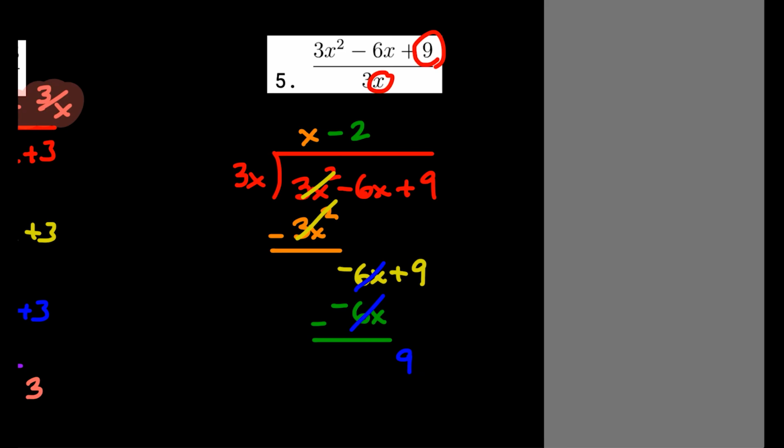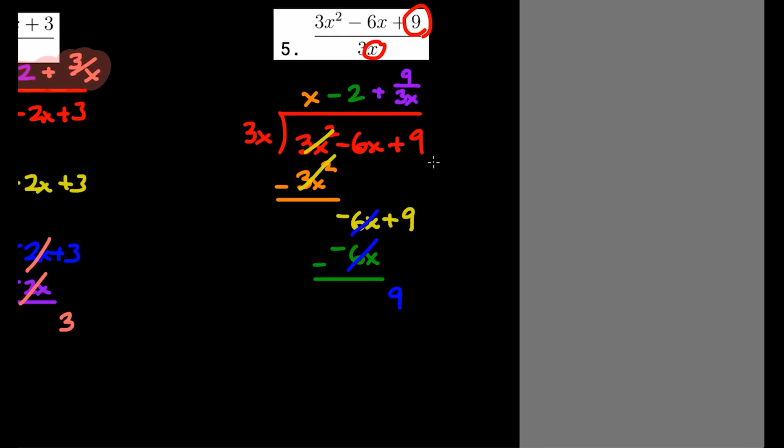All right, well 9 does not go into, you can't multiply this 3x by something to evenly go into the 9, so that's the remainder, so we're just going to do plus 9 over 3x. Now this actually does simplify because it's 9 over 3 there, so your final answer would be x minus 2, and then this and this are going to cancel. 9 over 3 is just 3, so you're going to have plus 3 over x. And this would be your final answer right here.